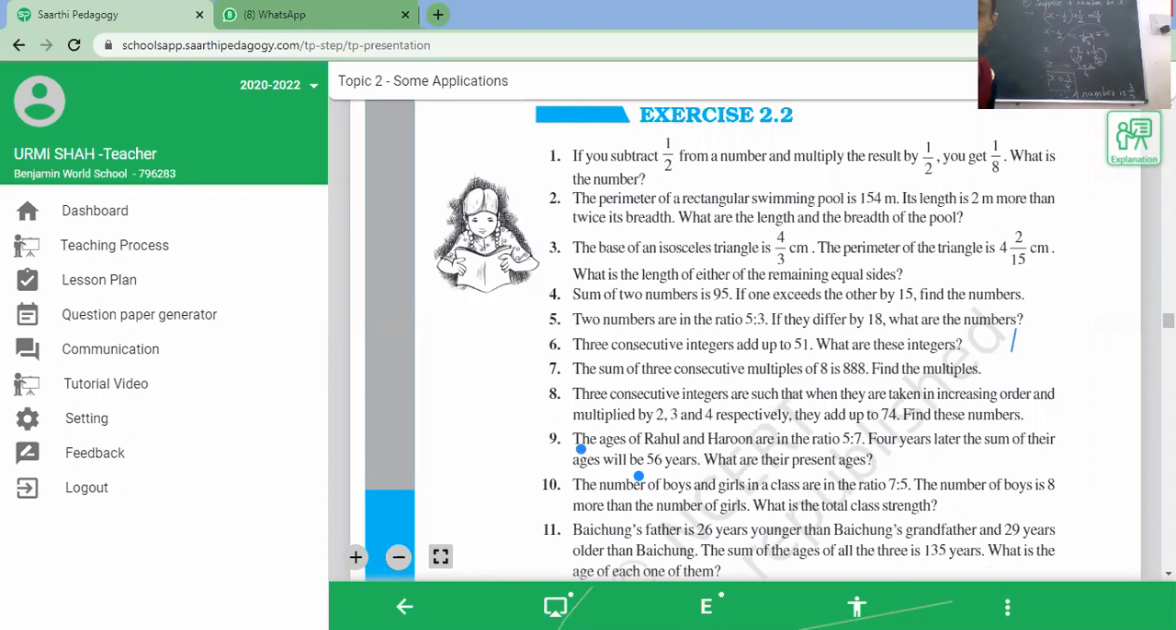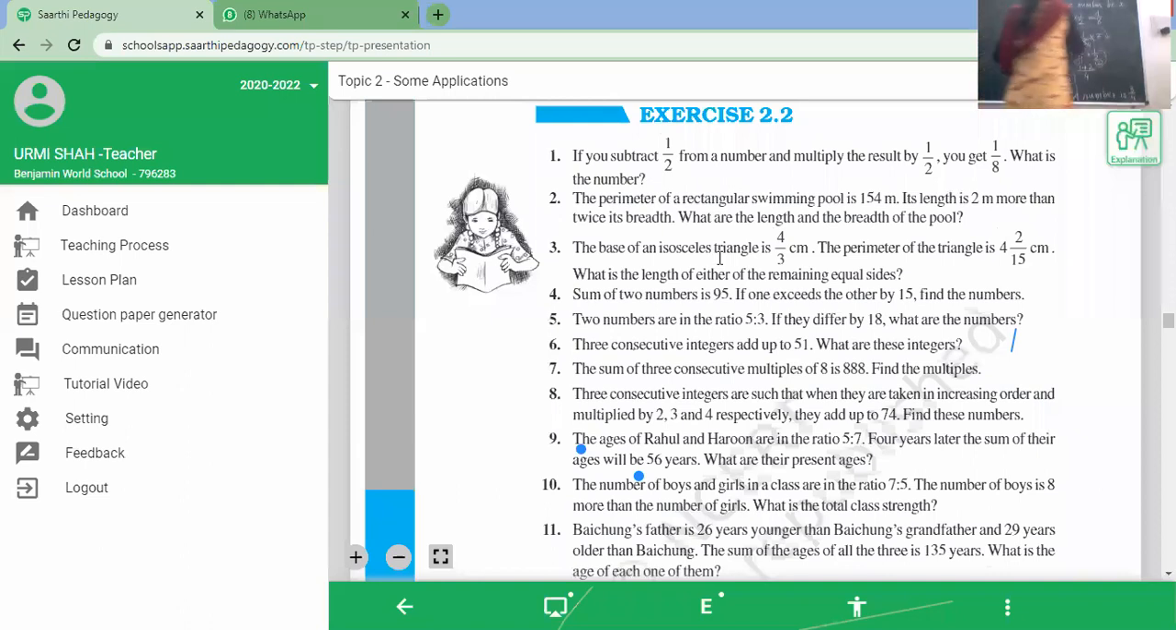Understood? Yes, ma'am. Now moving with the second sum. The perimeter of a rectangular swimming pool is 154. Perimeter means 2 into (L plus B), the formula for perimeter of a rectangle, right? Its length is 2 more than twice the breadth.